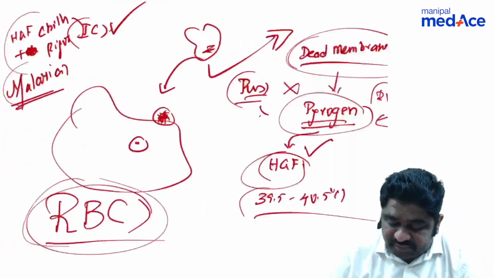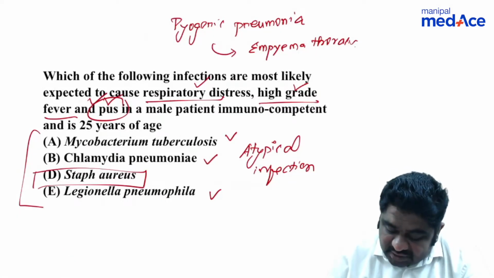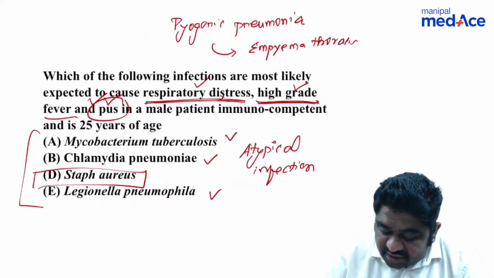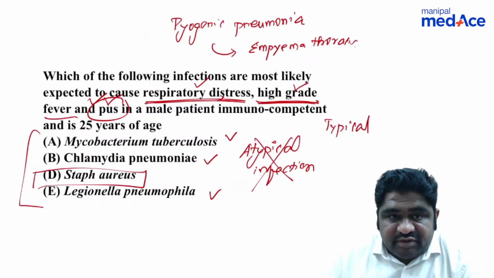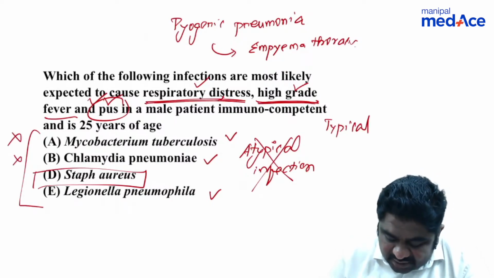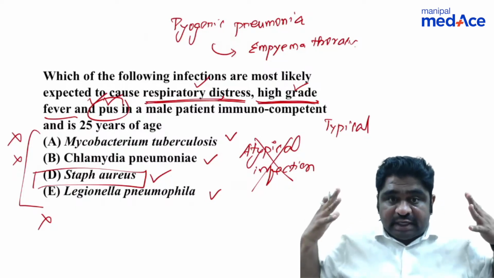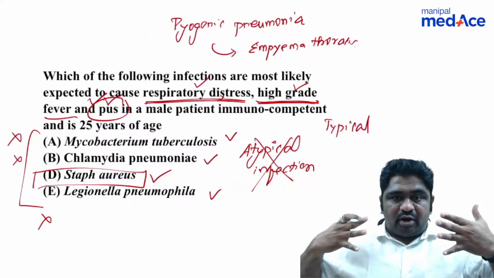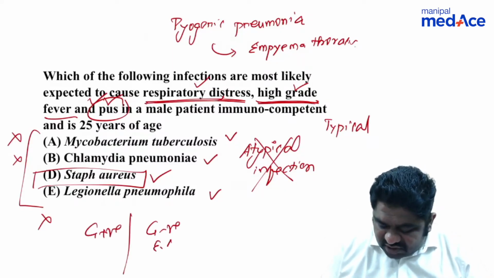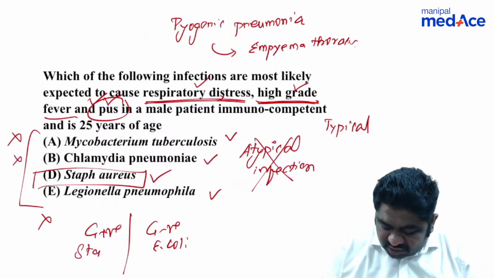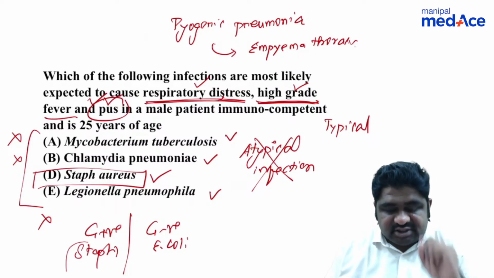Now coming back to the question. Look at the question here. Now read the question once again. You are able to understand that there is pus and you're able to understand there is high-grade fever, respiratory distress. So it is not an atypical infection, it's a typical pneumonia. And out of these organisms, MTB is atypical, chlamydia is atypical, Legionella is atypical, Staph aureus is the king of all typical organisms. Who's the king of all atypical organisms? MTB. Who's the king of all typical organisms? One is Staph on the side of gram-positive, and the queen is on the gram-negative side, it is E. coli. E. coli on one side, Staph on the other side. And please remember, the most common cause of bronchopneumonia is Staph aureus.